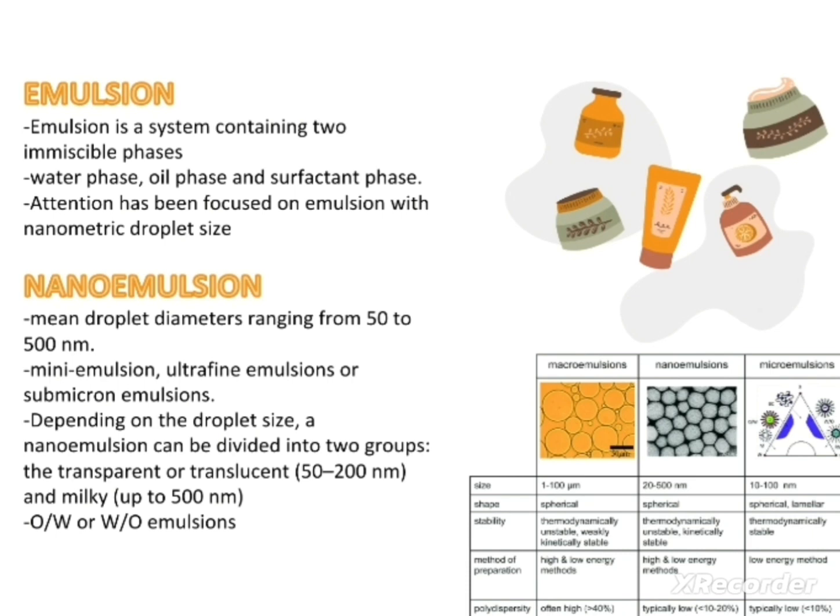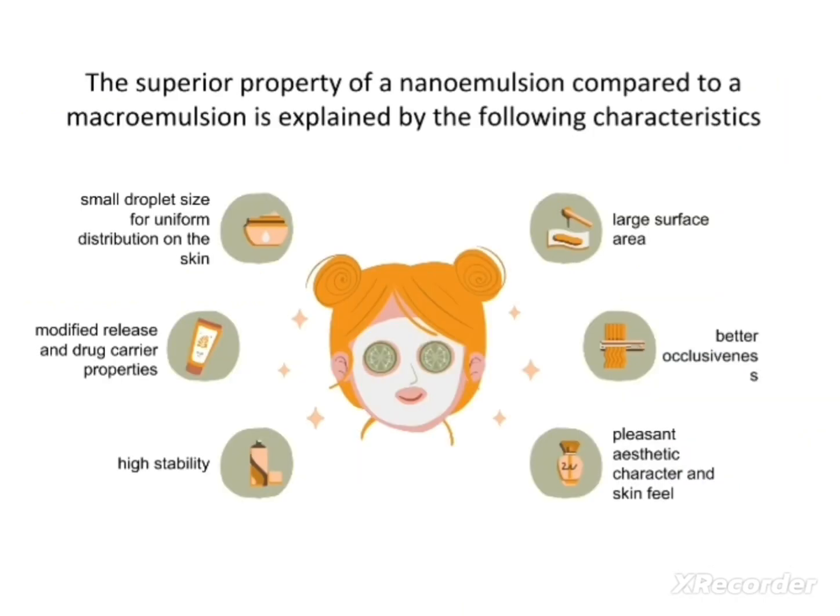Depending on the droplet size, a nanoemulsion can be divided into two groups: the transparent or translucent, and the second one is milky. The following table shows the difference between macroemulsion, nanoemulsion, and microemulsion. Following are the superior properties of a nanoemulsion compared to macroemulsion. It has small droplet size for uniform distribution on the skin. It has a large surface area. Large surface area ensures more penetration into the skin.